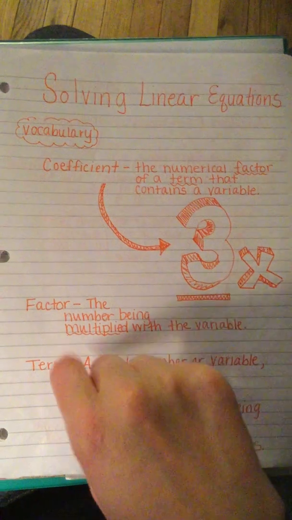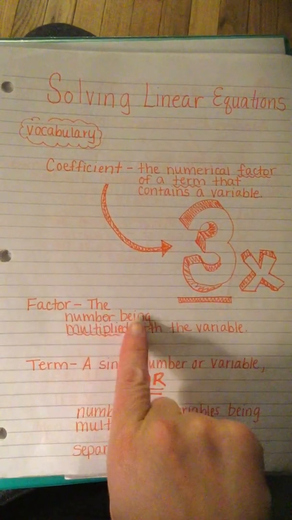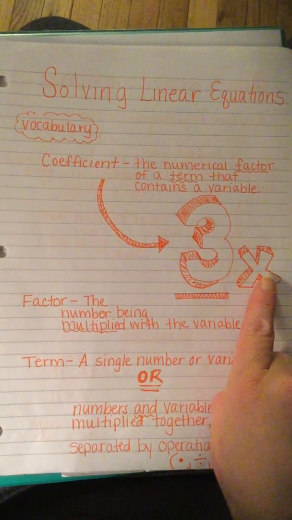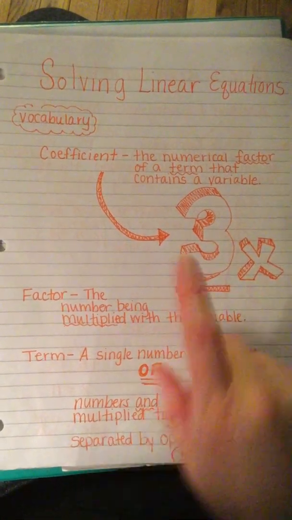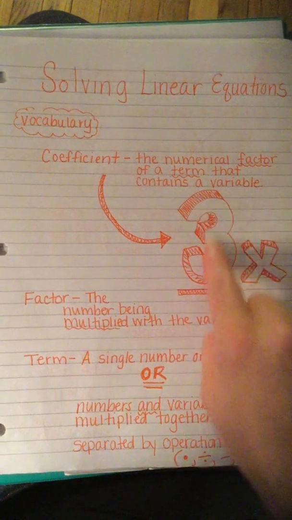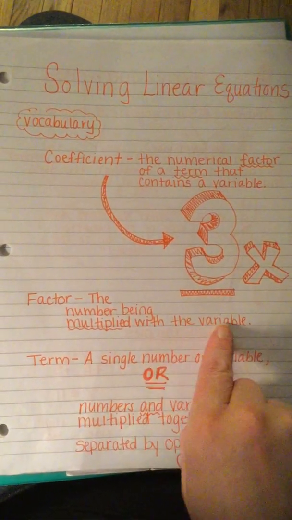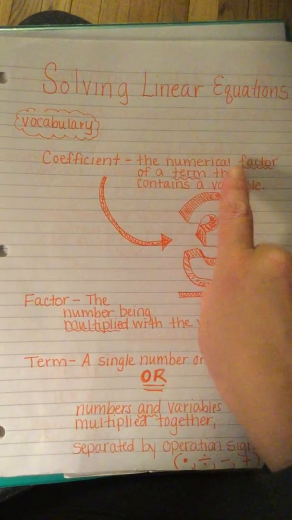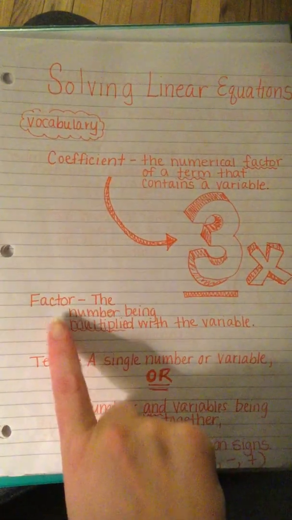And then the next thing is a factor. So a factor is the number being multiplied with the variable. So this could be a 3p, a 3m, a 3n, a 3t, a 3z, a 3q, a 3h. It doesn't matter what the letter is. The 3 is the coefficient, and the number being multiplied with the variable. So this is a factor. So it's called a coefficient and it is a factor.